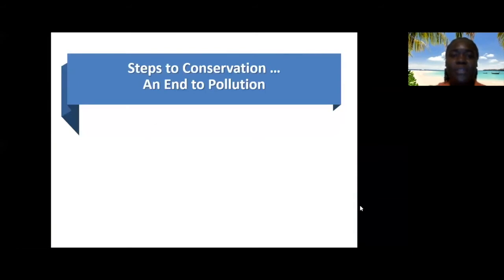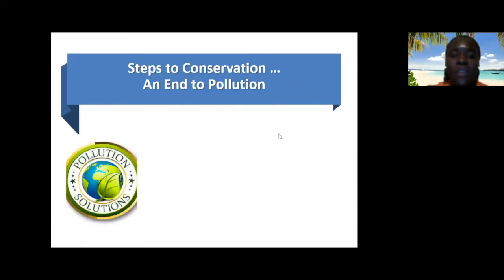So, steps to conservation and end to pollution. All right, the aim is to try to conserve more rather than destroying it. All right, so let's look at some solutions to end pollution. All right, gases that release less pollutants into the air. So see if we can use gases that release less pollutants into the air.